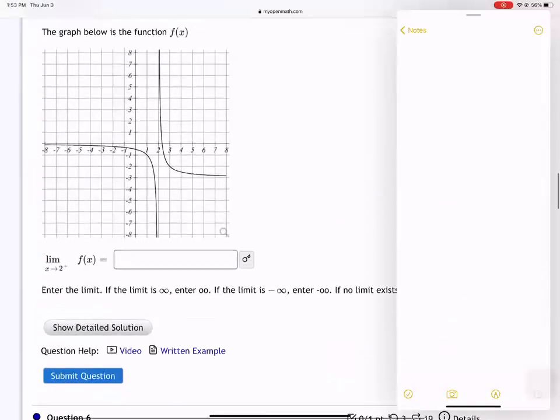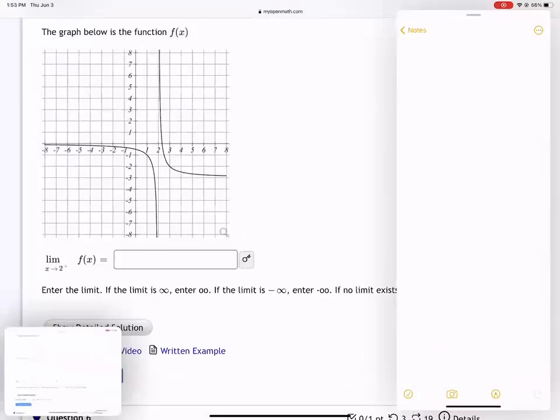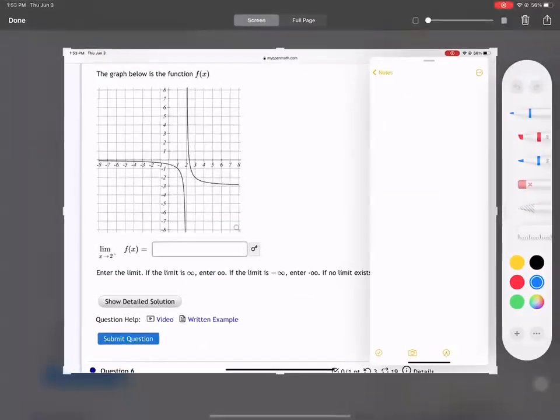Now, looking at limits as we go into infinity, I want you guys to look at this problem here. Enter the limit. If the limit is infinity, enter ∞. Now, please be aware, this is how they want you to enter it. And if you see this question on a test and you try to write infinity, it might not take it, okay? So enter ∞, and then enter -∞. And if no limit exists, they want you to write it as, let's see, what does this say?